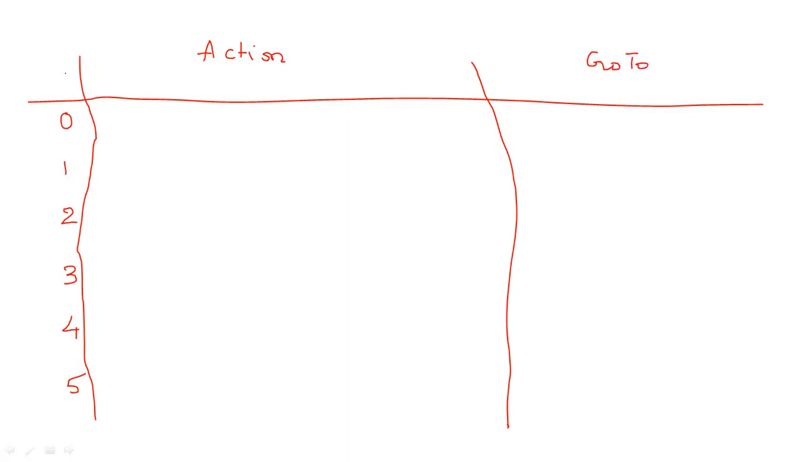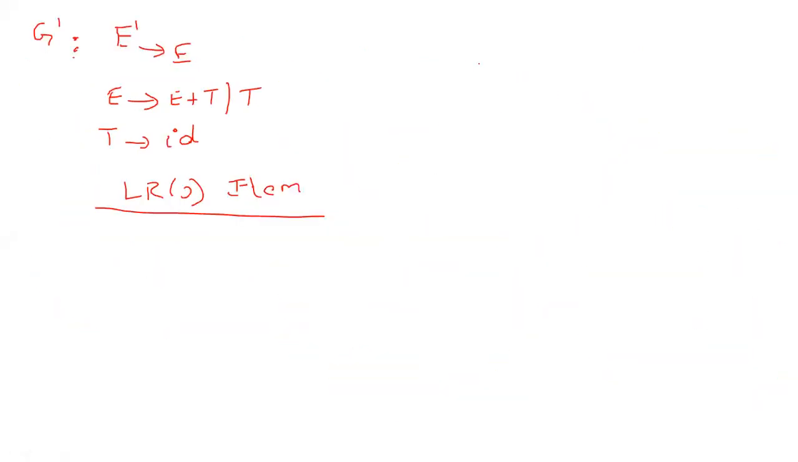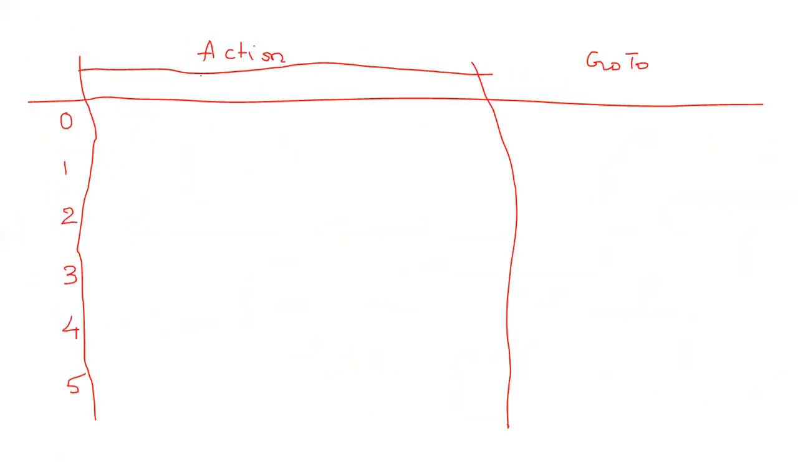The action part deals with terminals alone. So what are the terminals present in our grammar? Plus and ID. These are the two terminals available in the given grammar. Let me add them here: plus and ID. In addition to these terminals, I have to add dollar here. In all grammars, I will be adding dollar in addition to the available terminals.